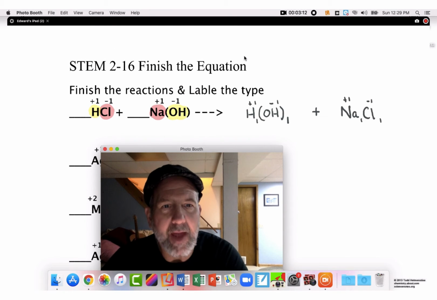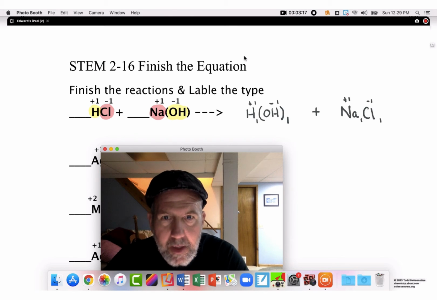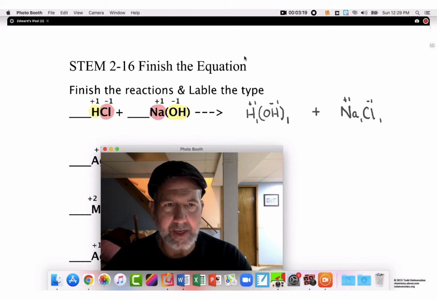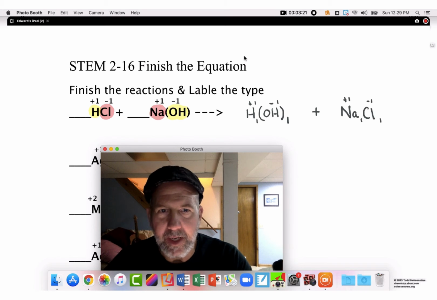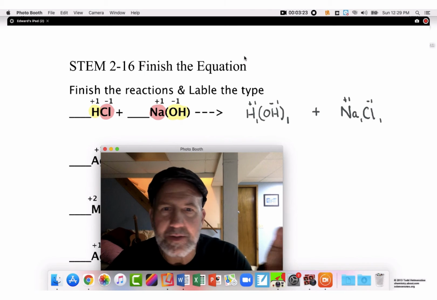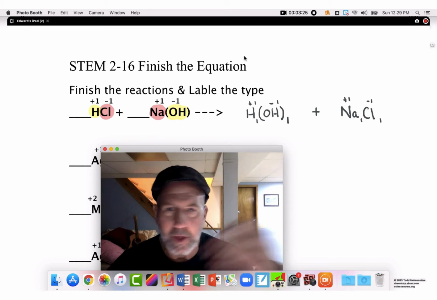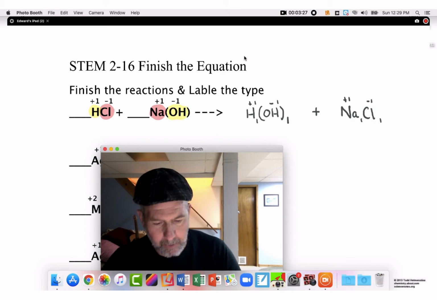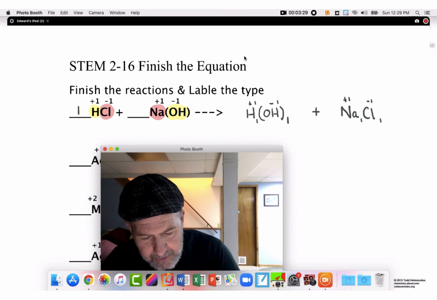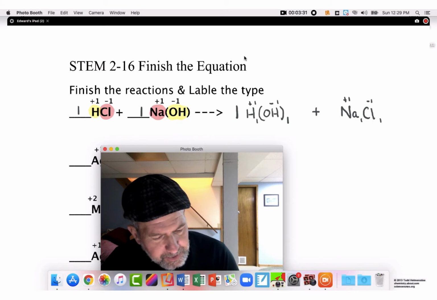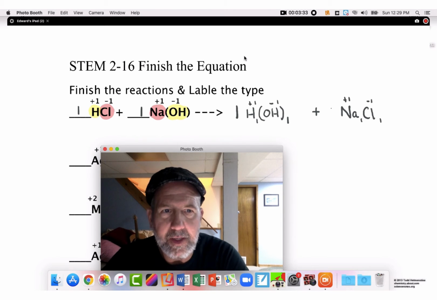All right. Now, we have to balance. Does this need balance right now? Is there anything that's a different number? It looks like everything's 1 to me, right? There's 1 H on both sides. There's 1 Cl on both sides. There's 1 Na on both sides. And there's 1 OH on both sides. So we can put 1s in for all this. And again, these 1s are optional. You don't have to write them down, or you can leave them as is.